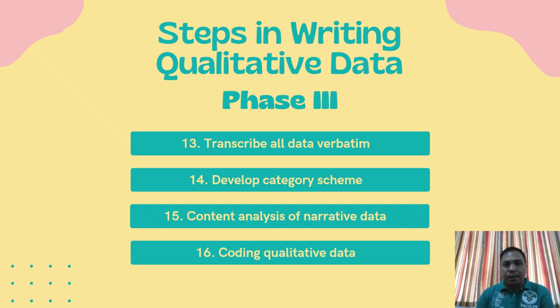Next, the researcher develops a category scheme, organizing the data into meaningful groups or themes that reflect recurring ideas and patterns. The content analysis of the narrative data is then conducted to interpret the deeper meanings, emotions, and relationships embedded within the participants' words. Finally, the researcher proceeds with coding qualitative data, where labels or codes are assigned to specific segments of the text to systematically identify significant themes or concepts. This phase allows the researcher to transform raw qualitative data into organized, interpretable insights that capture the essence of the participants' experiences.